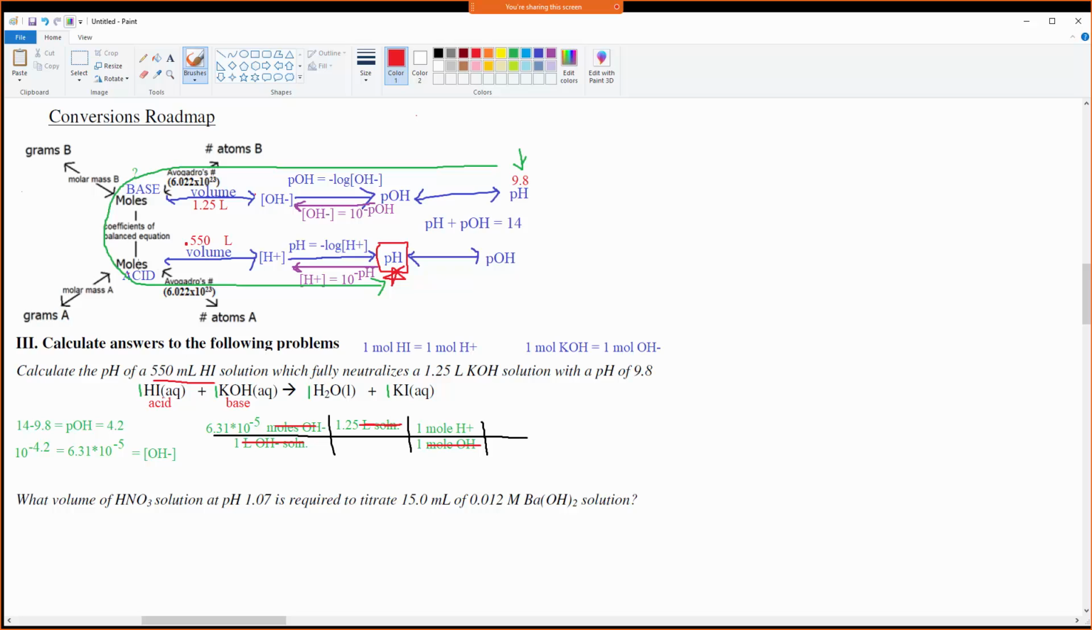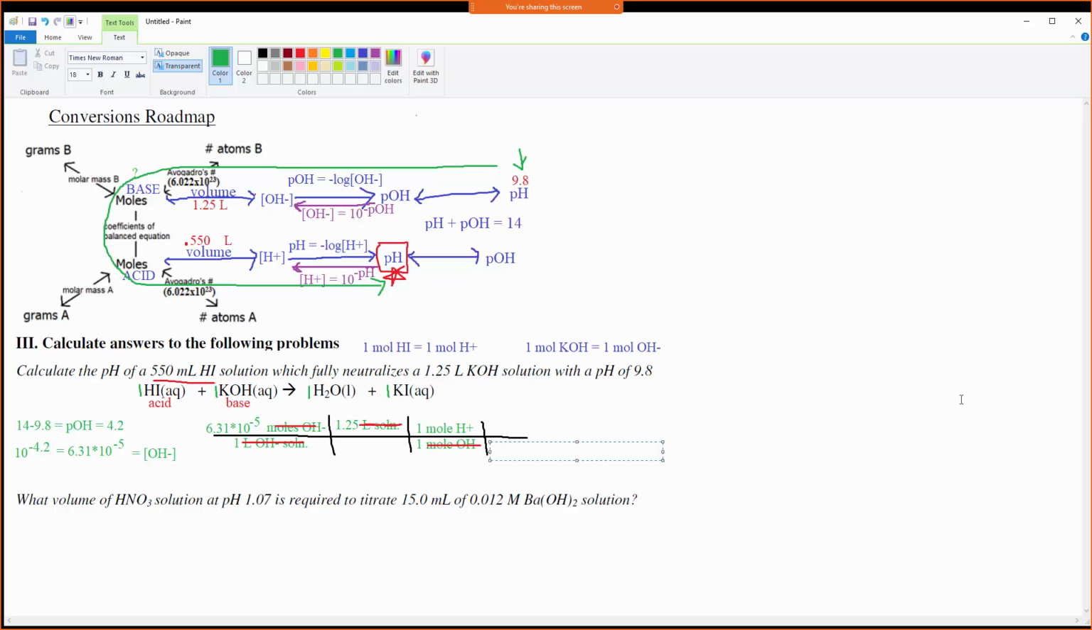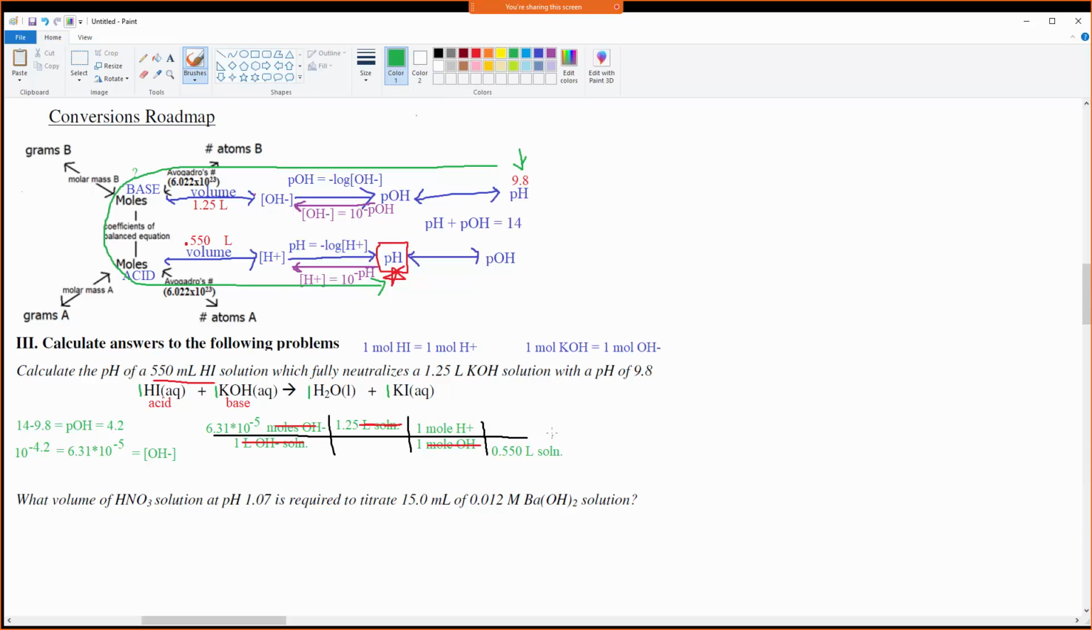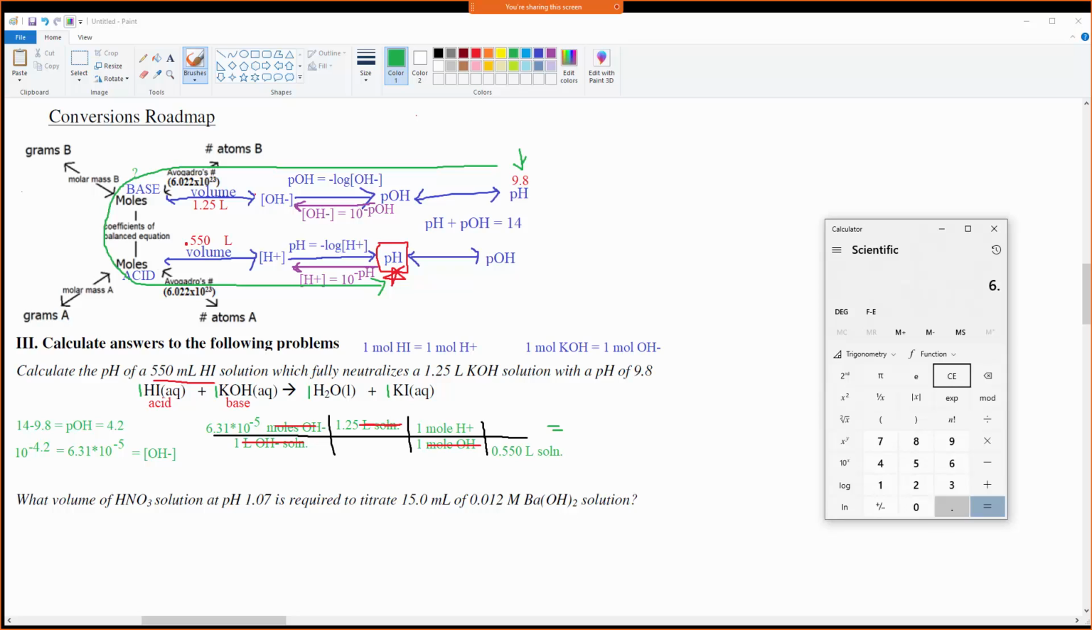And to get concentration, I need moles per liter. So I'm going to divide by liters, so I get liters on the bottom, just like Sarah said. 0.550 liters of that H plus solution. That gives me my H plus concentration here. Good. Which is, let's see, so 6.31 times 10 to the negative fifth. Multiply that by 1.25. Divide that by 0.550. And I get 1.43 times 10 to the minus fourth.